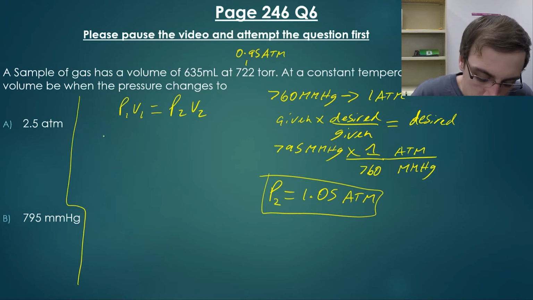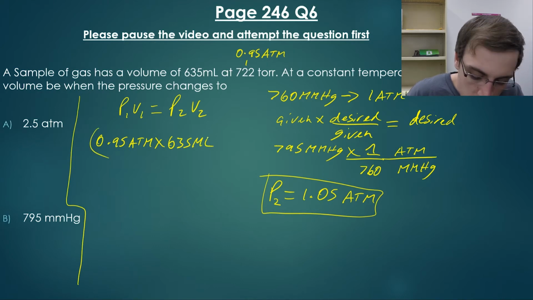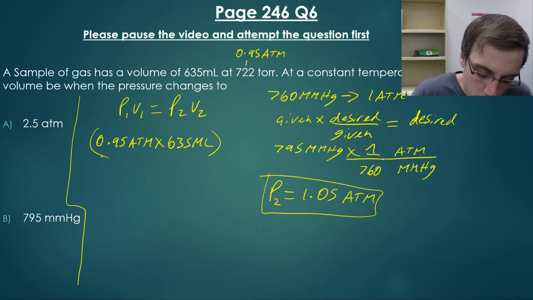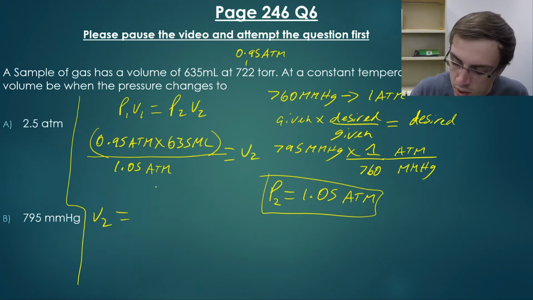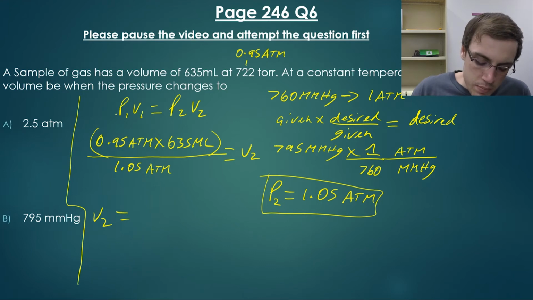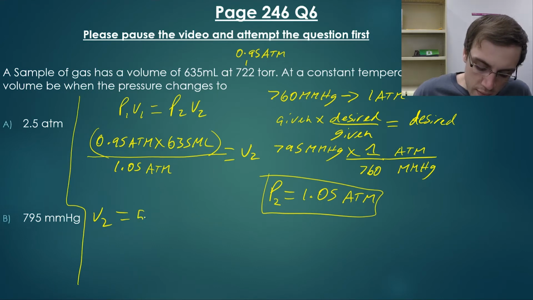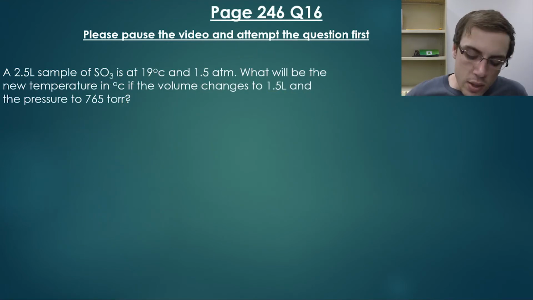So P1 will be 0.95 atmospheres times the volume, which is 635 mil. So again, we're going to move this pressure over like we did before, divided by 1.05 atmospheres will equal V2. So the second volume will be 0.95 times 635 divided by 1.05, and that will give us 576.7 milliliters.